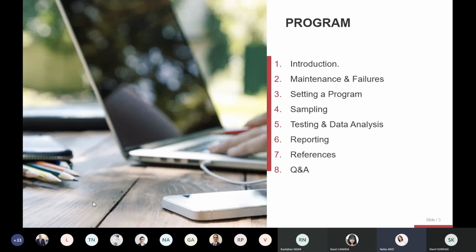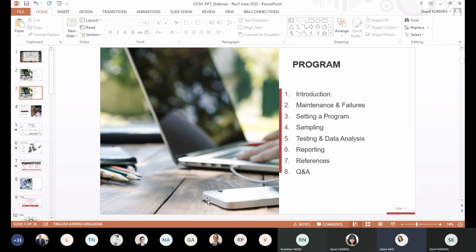I'd like to introduce you to the program of today. We'll start with a small introduction, then speak about maintenance and failure, setting a program, how the sampling is done, what is expected from testing and data analysis, and how the reporting is done. We'll also share a few references. And as in all our webinars, at the end we will have a small question and answer session.